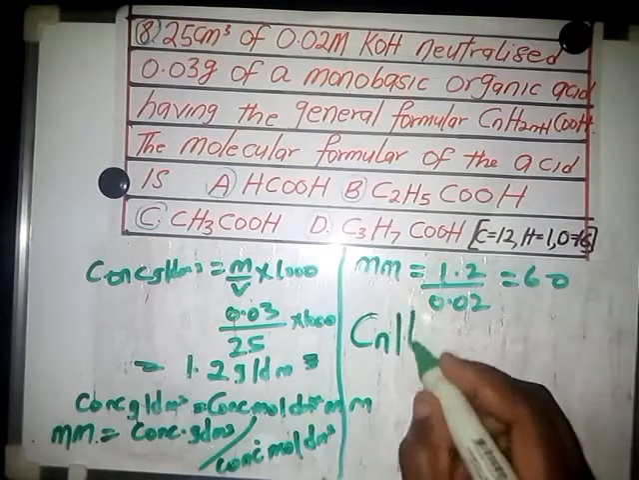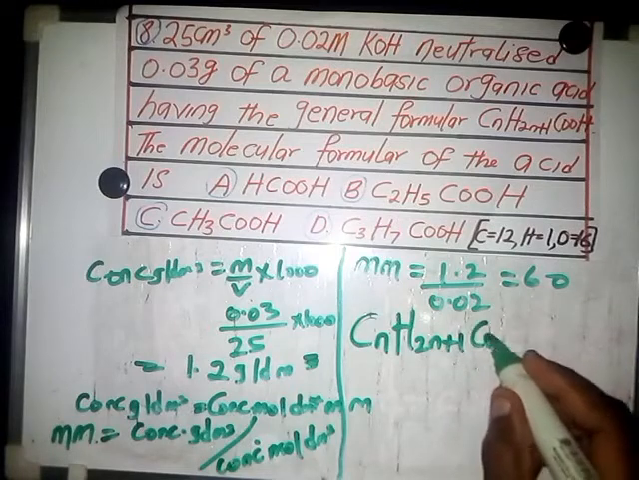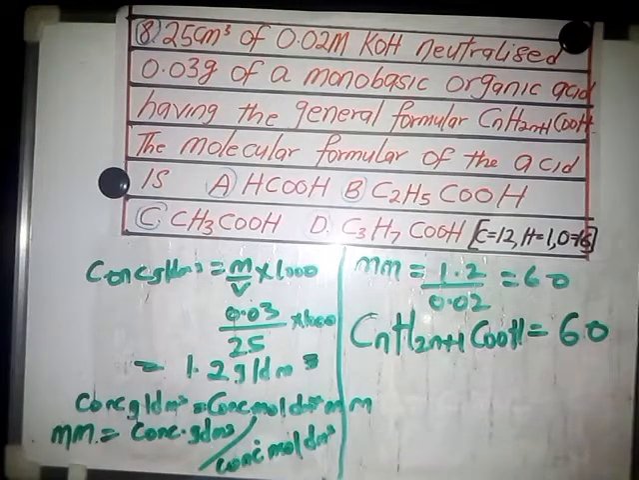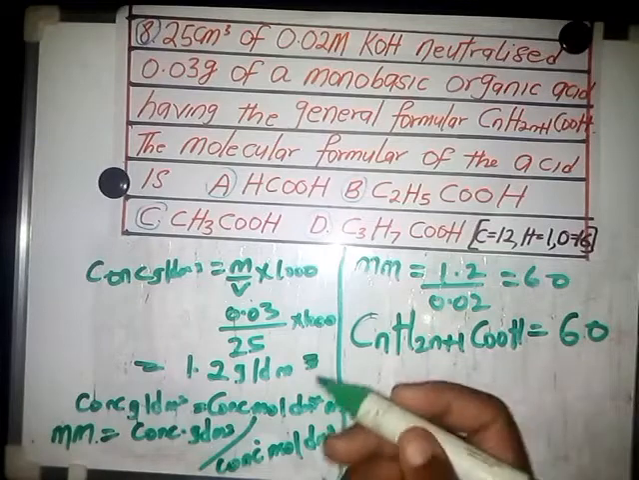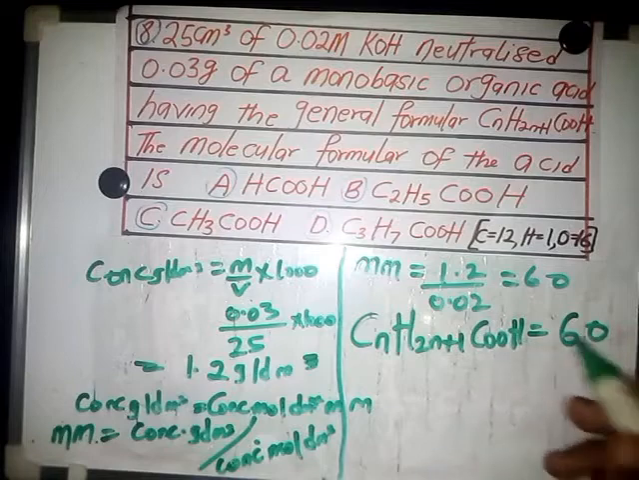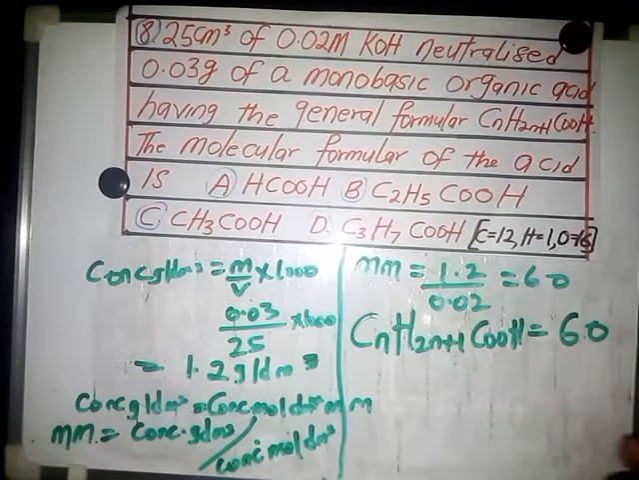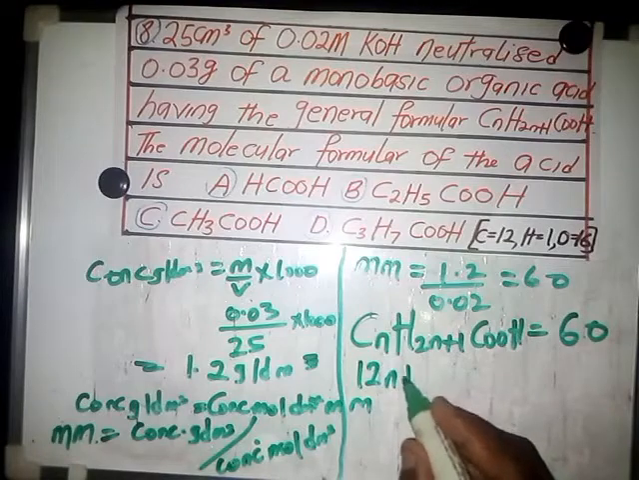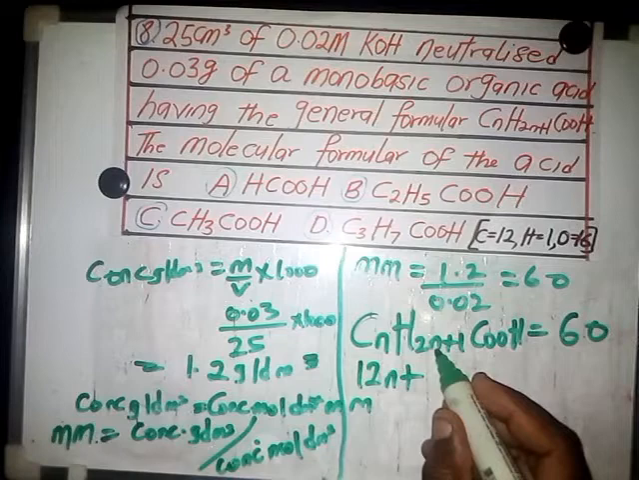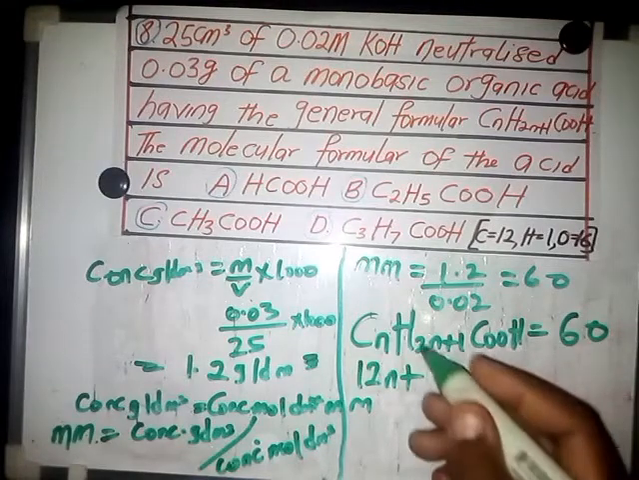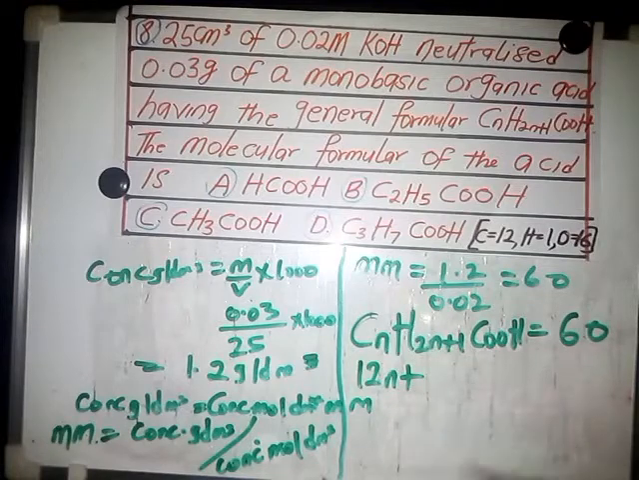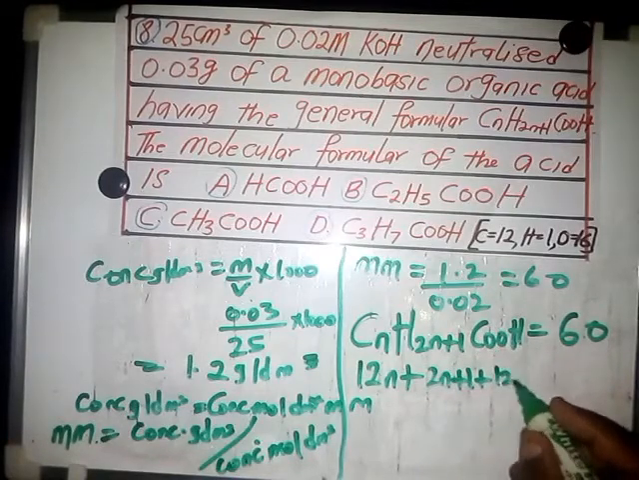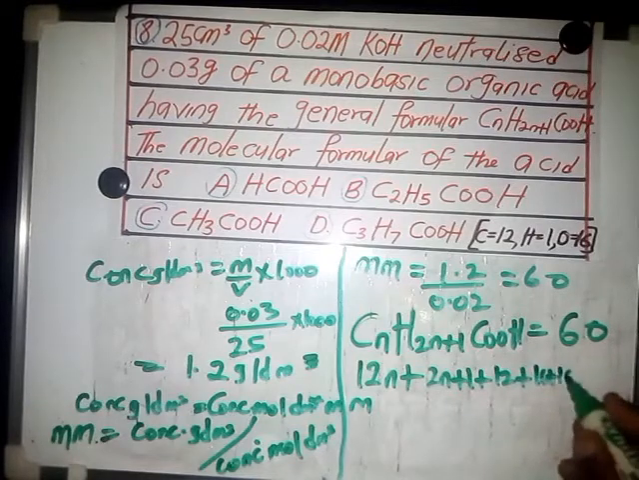So CnH2n+1COOH equals 60. From here, I want to find n. I'll just put the values for C, H, C, O, O, H. You know, C is 12, H is 1, O is 16. So it will be, of course, 12 times n. This is 12n plus 2n, then H times 2n plus 1, plus C is 12, plus O 16, plus 16, plus H.